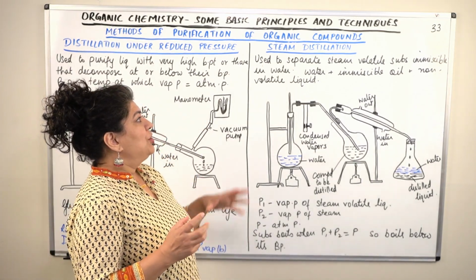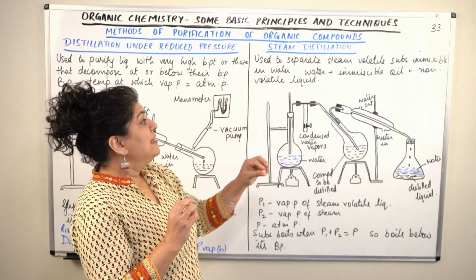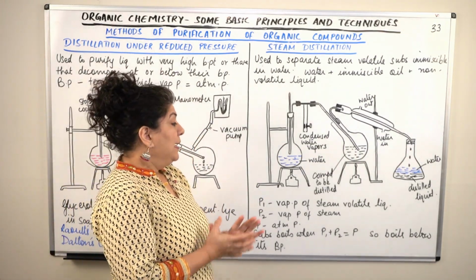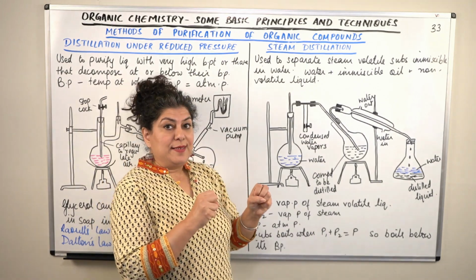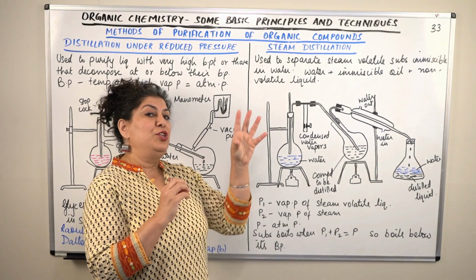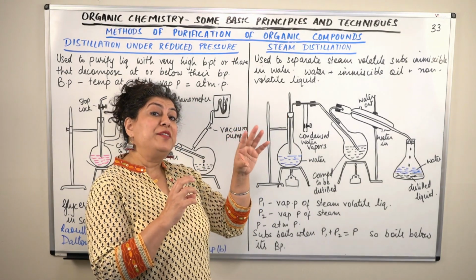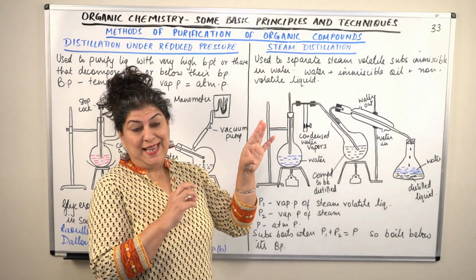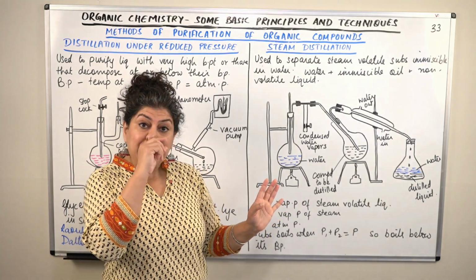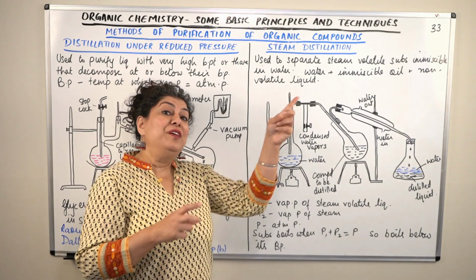In steam distillation, this is used to separate steam volatile substances which are immiscible in water. What do you mean by that? The substance is steam volatile. Volatility means turning into vapors. It vaporizes in the presence of steam. It is immiscible, it does not dissolve in water. But in the vapor state, it can vaporize along with the vapors of water.